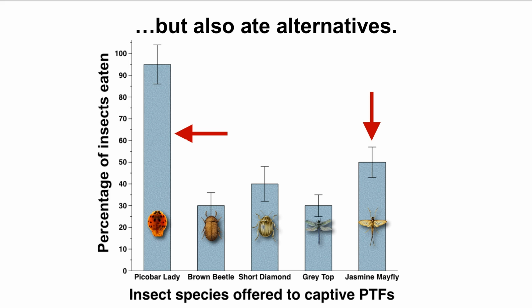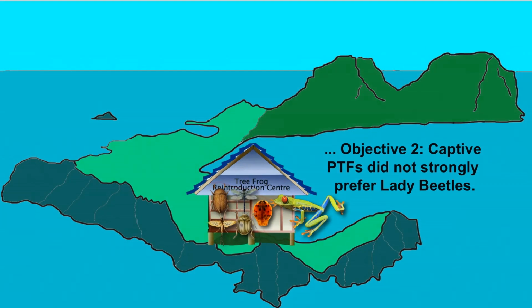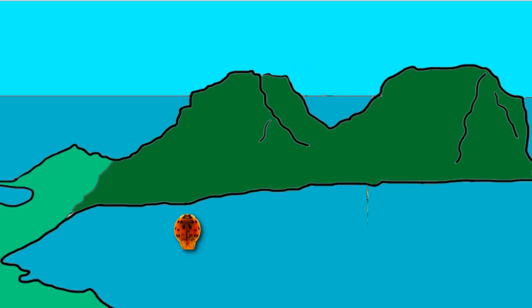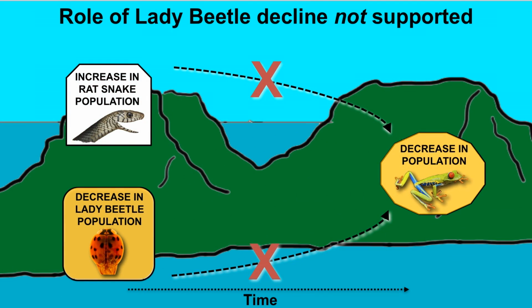So this is a pattern of moderate preference. It is not the pattern of strong preference that we had proposed. And as such, the data are inconsistent with the idea that the frog depends on the lady beetle as a source of food. So this was interesting. Our evidence so far was not supporting either proposal.